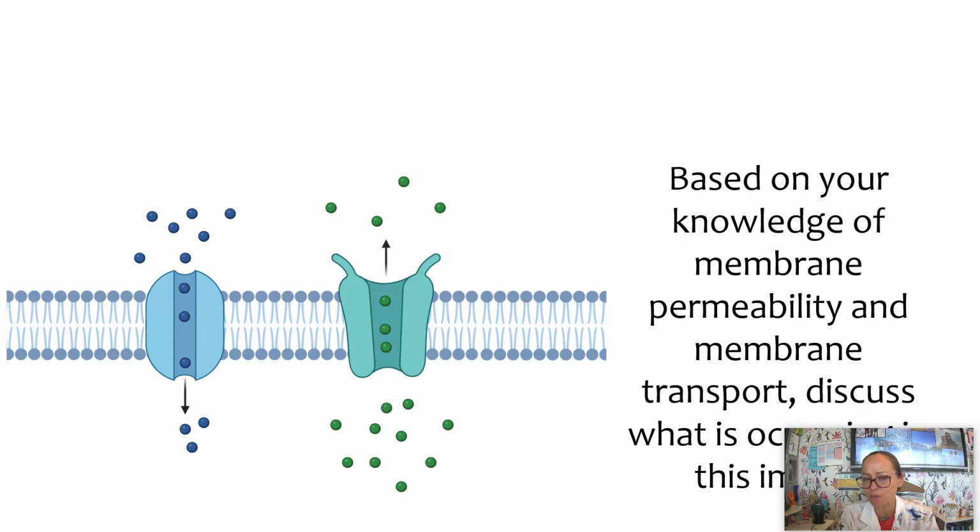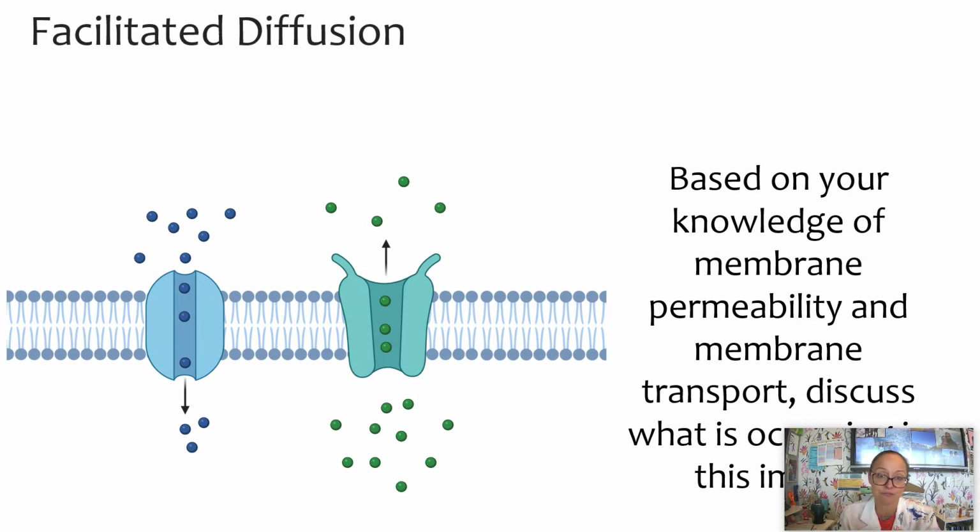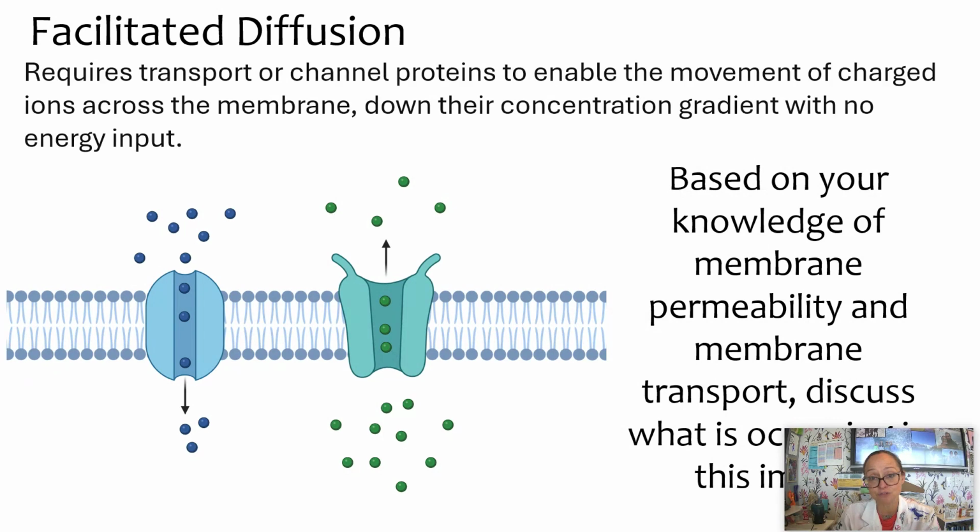So right now, based on what we've already learned in Unit 2, what chemical properties would exist for these blue and green solutes or molecules on the screen? So hopefully you're thinking that these are probably ions or polar molecules. And when we talk about facilitated diffusion, it is a type of passive transport, so there's no energy required in facilitated diffusion. And the molecules are moving from high to low concentration, down their concentration gradients.